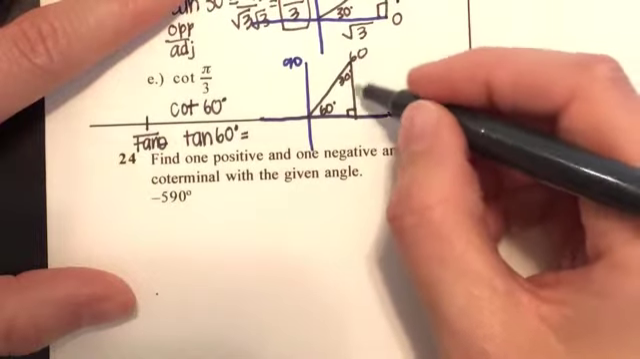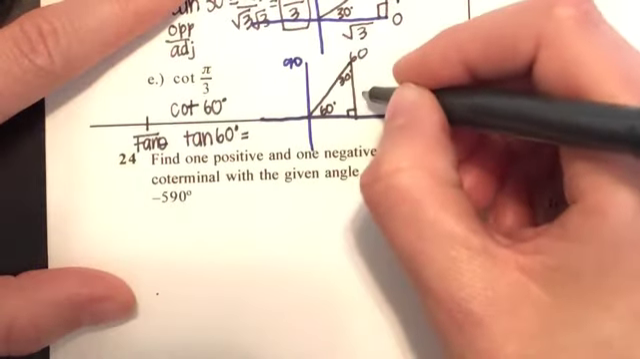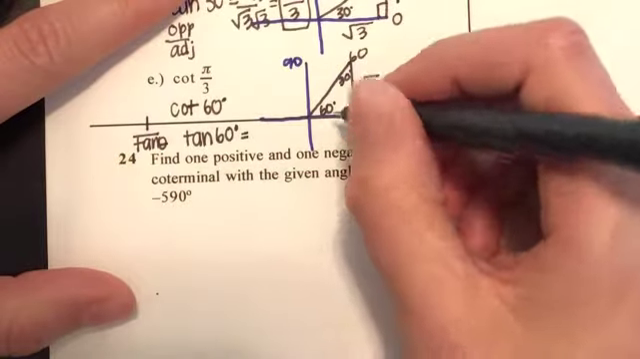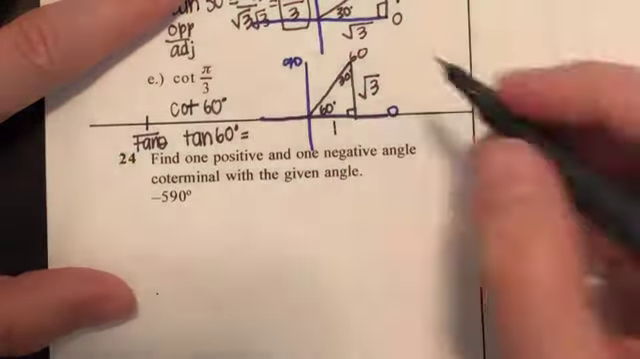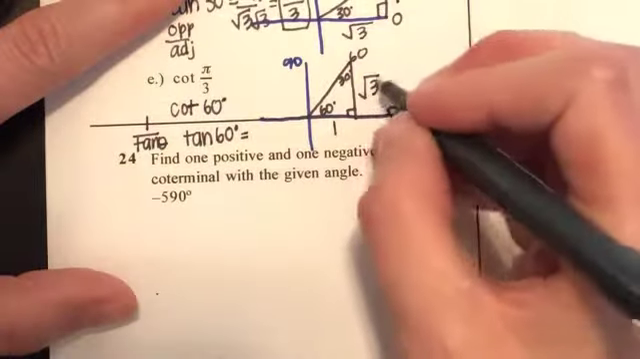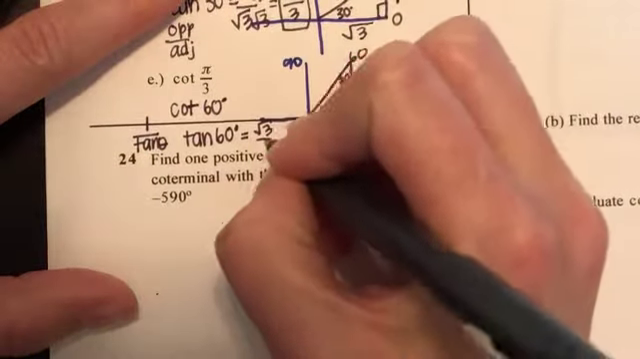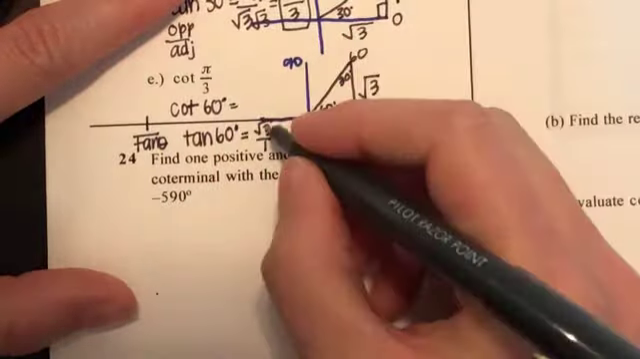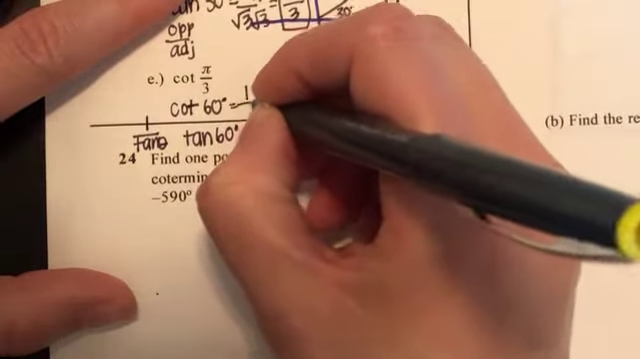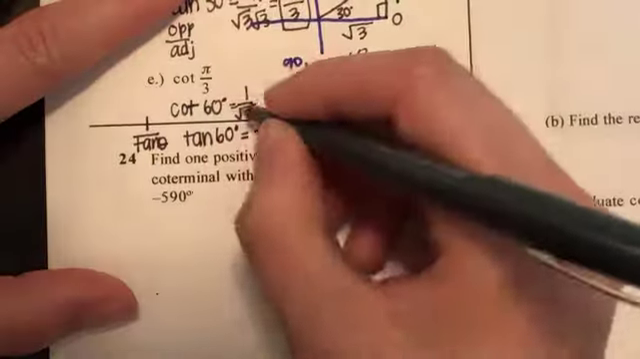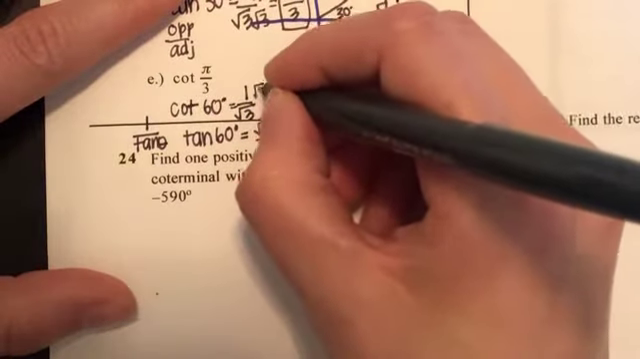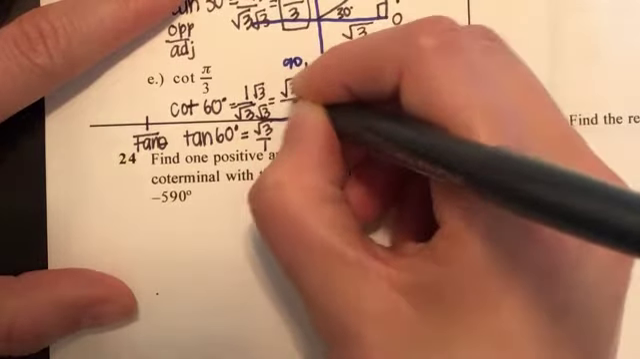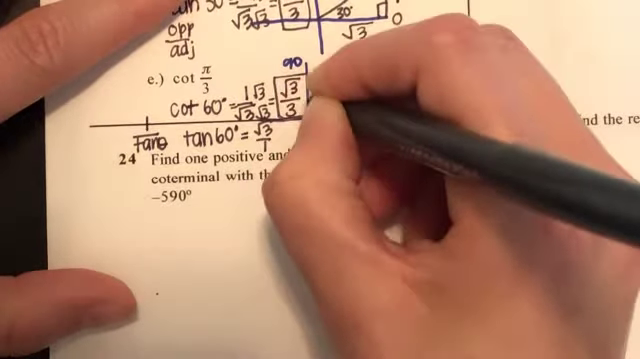And if we want tangent, we want opposite and adjacent. Always across from the 60-degree angle is a positive square root 3, and always across from the 30-degree angle is a 1. So tangent of 60 degrees would be opposite over adjacent, square root 3 over 1, but we want cotangent, so we're going to do the reciprocal. So it's 1 over square root 3 for cotangent, but then I'm going to rationalize, and I get cotangent of 60 degrees is square root 3 over 3.